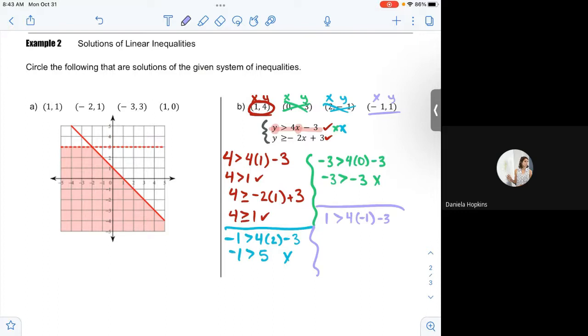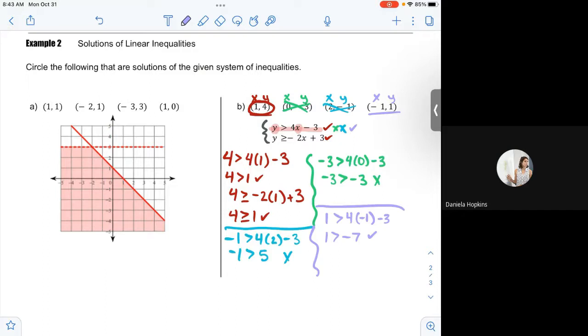What that says is -4 minus 3 is -7. So 1 is greater than -7. That is true. Think about your number line. What's more to the left? What's more to the right? So this is true. So it's true for the purple one, meaning I have to test the second equation now.